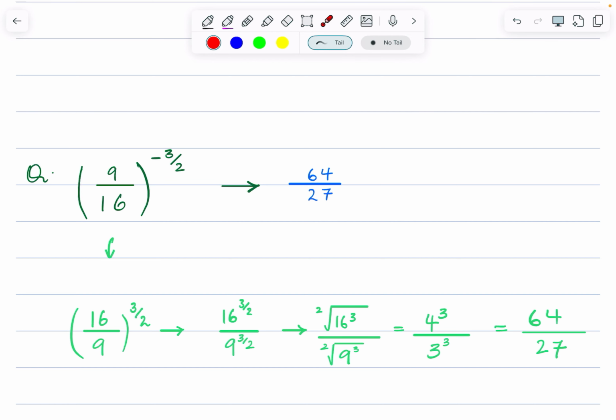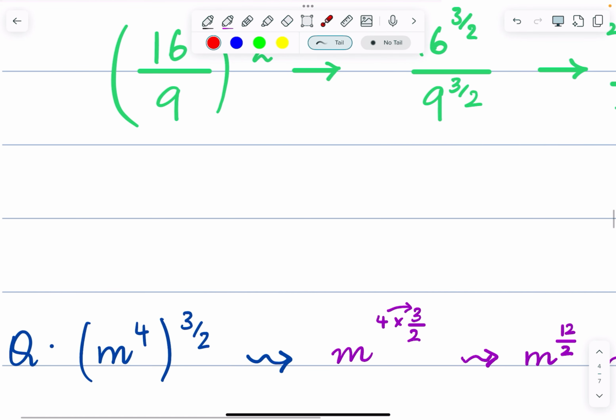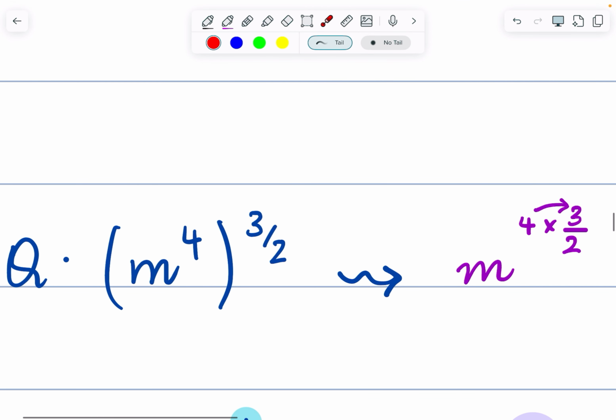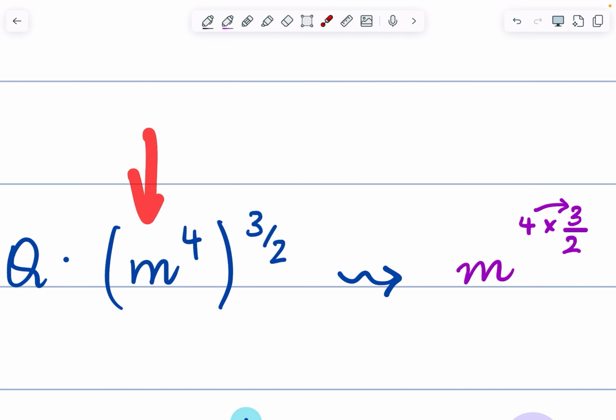That's it. Okay, this is a case that I would like to discuss. Look here very carefully. This is m to the power 4 whole power 3 over 2. अब अगर आपका सिर्फ, this is only if you have algebra, only if you have an algebraic term or an alphabet and you have a fractional power, तब you don't do the power case, root and power, because m का तो कोई square root नहीं होगा.